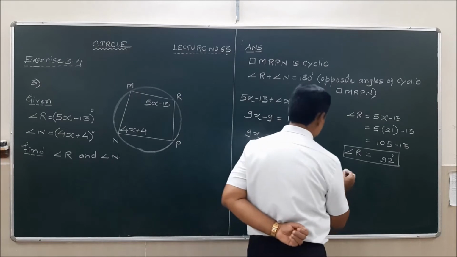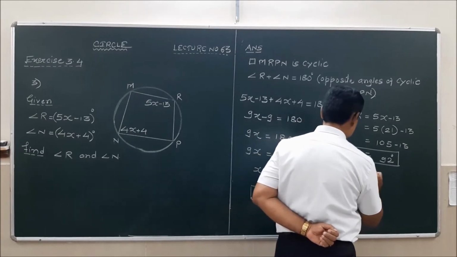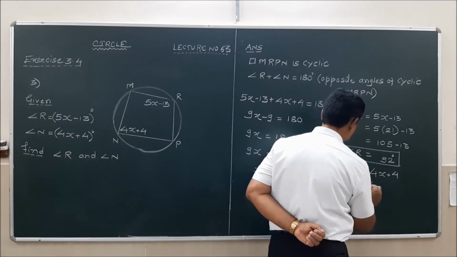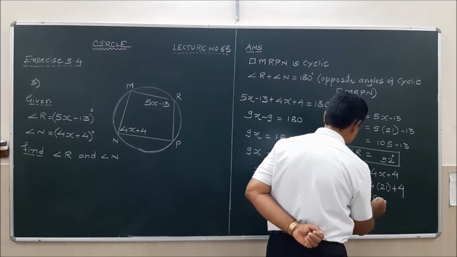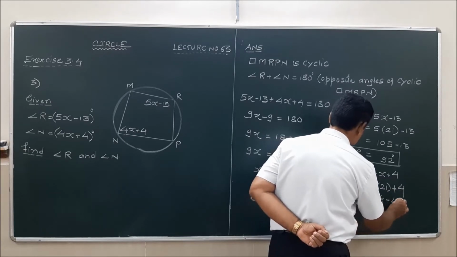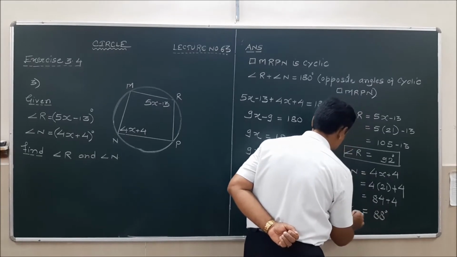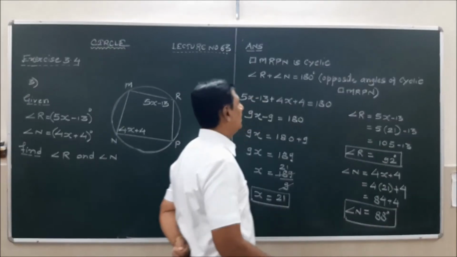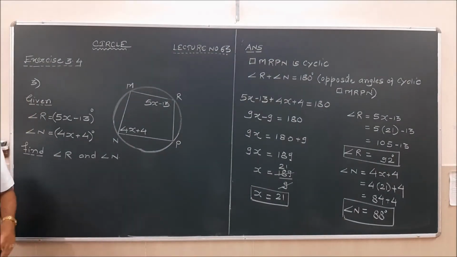Angle N is equal to 4x plus 4. That is 4 into, since we know the value of x now, that is 21, plus 4. Angle N is equal to 88. Please have a quick review of this sum.